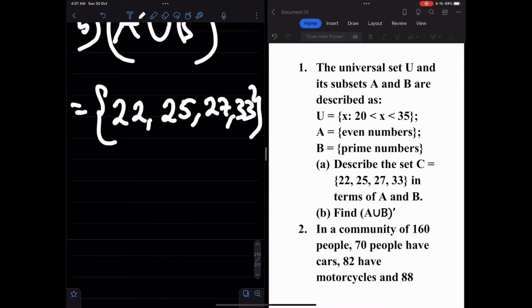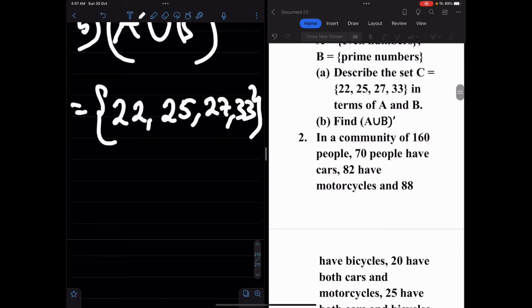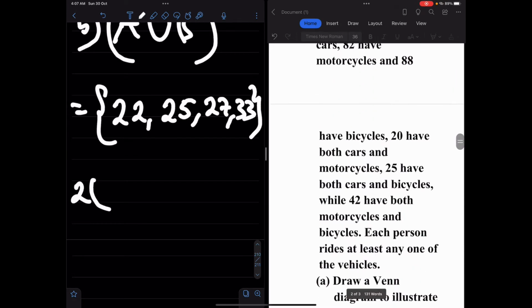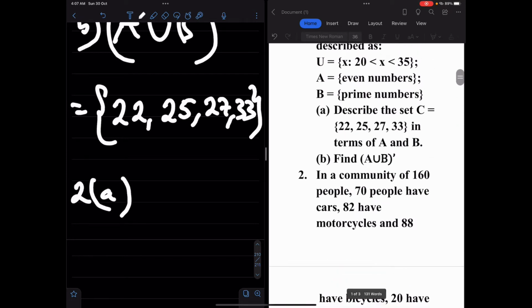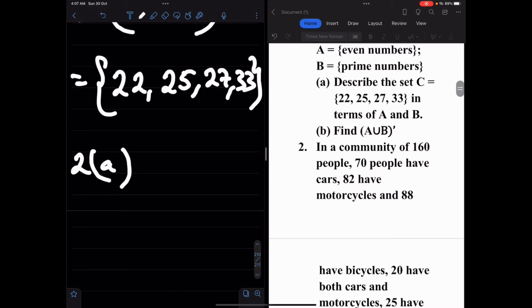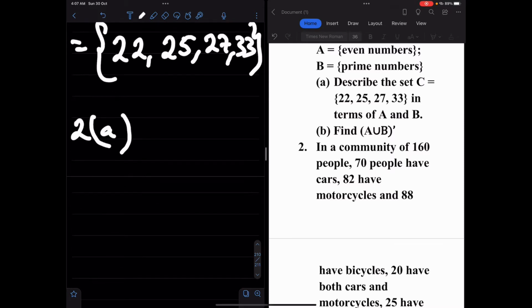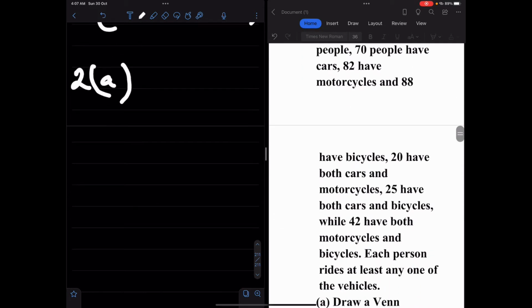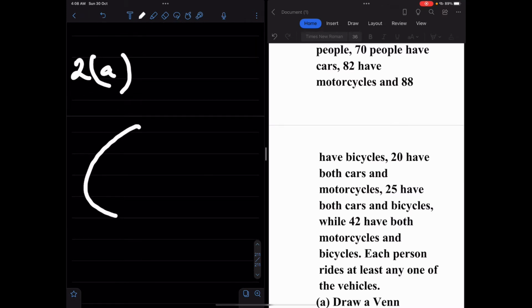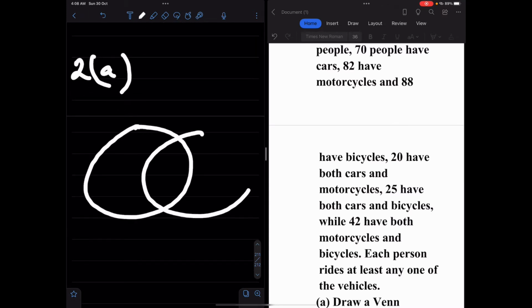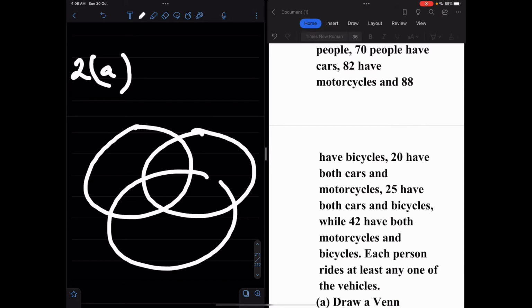Straight to the next, which is number 2. Number 2A. In a community of 160 people, 70 people have cars, 82 have motorcycles, and 88 have bicycles. Let me just draw the Venn diagram immediately. Draw a Venn diagram to show that.